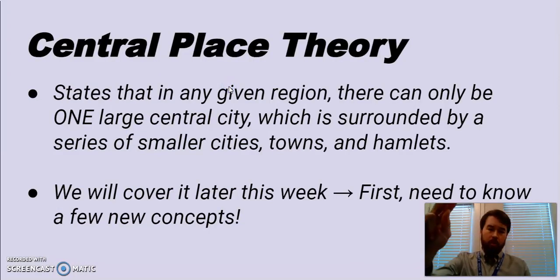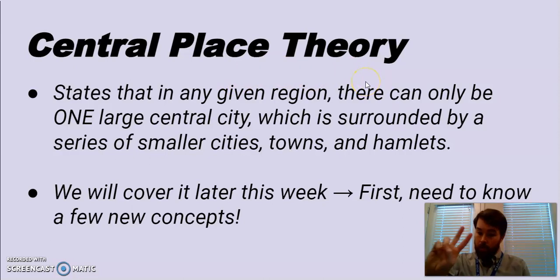So going forward this week, our first theory we're going to talk about is the central place theory. And it states that in any given region, there can only be one largest central city, which is surrounded by a series of smaller cities, towns, and hamlets. We're going to cover that later this week, but first we got to know two new terms.